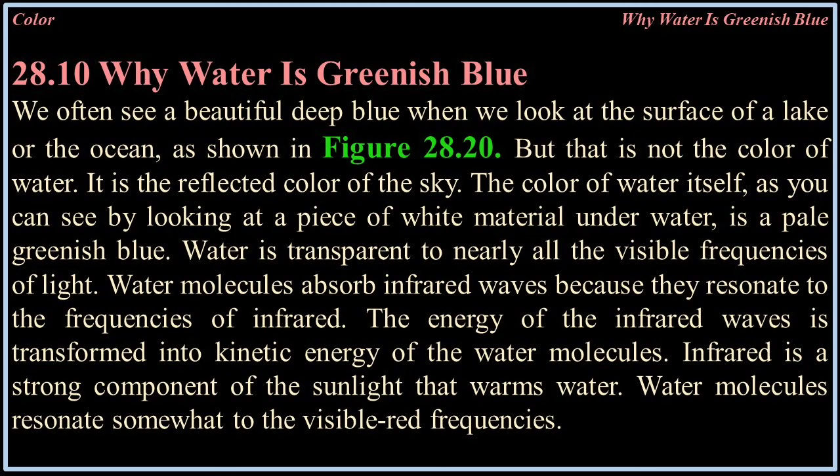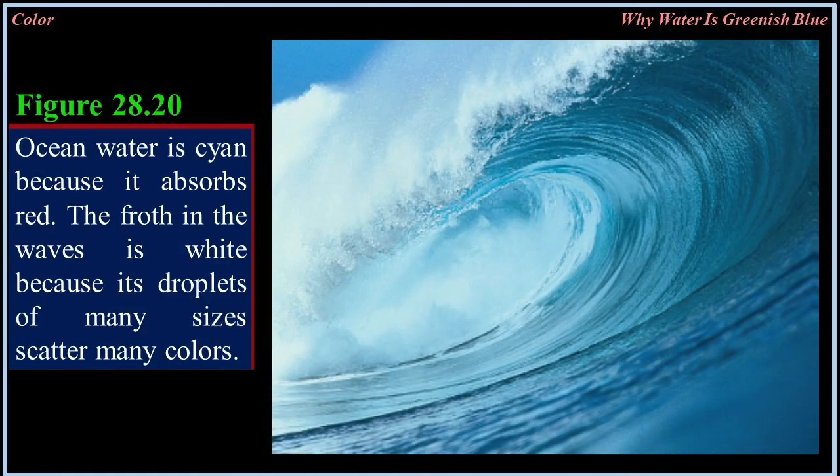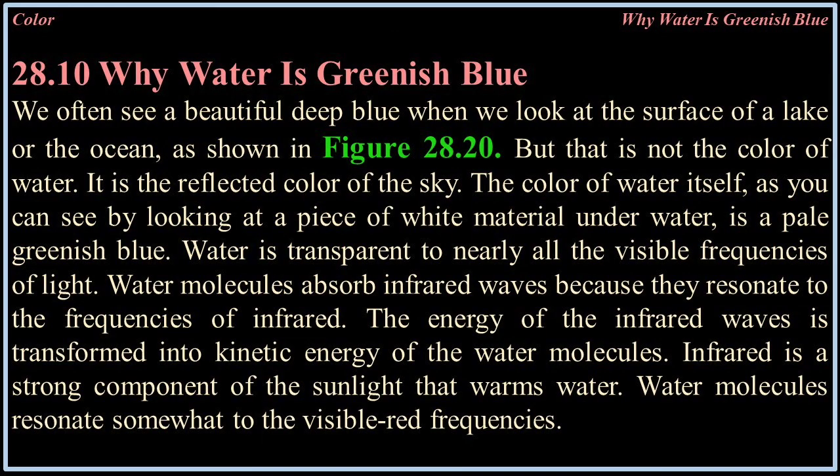28.10. Why water is greenish blue? We often see a beautiful deep blue when we look at the surface of a lake or the ocean, as shown in figure 28.20. But that is not the color of water. It is the reflected color of the sky. The color of water itself, as you can see by looking at a piece of white material underwater, is a pale greenish blue. Water is transparent to nearly all of the visible frequencies of light.